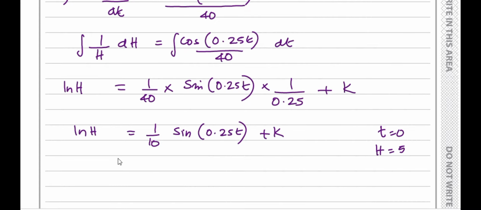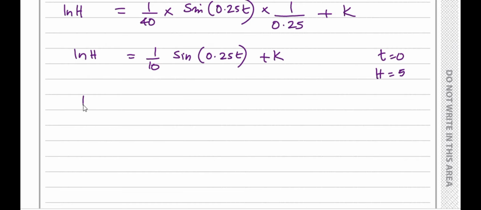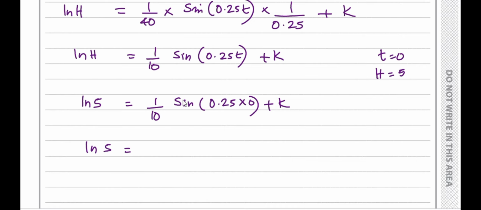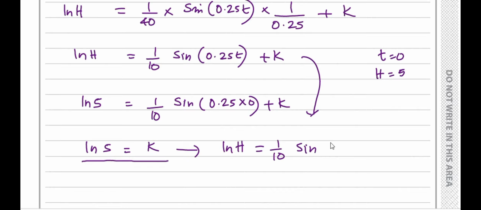So we can plug that in here. When h is 5, t is equal to 0: ln 5 is equal to 1 over 10 sine 0.25 times 0, plus k. This whole term becomes 0 because sine 0 is 0. So 0 plus k, so ln 5 is equal to k. Therefore, we can now use this equation to write out ln h is equal to 1/10 sine 0.25t plus ln 5.